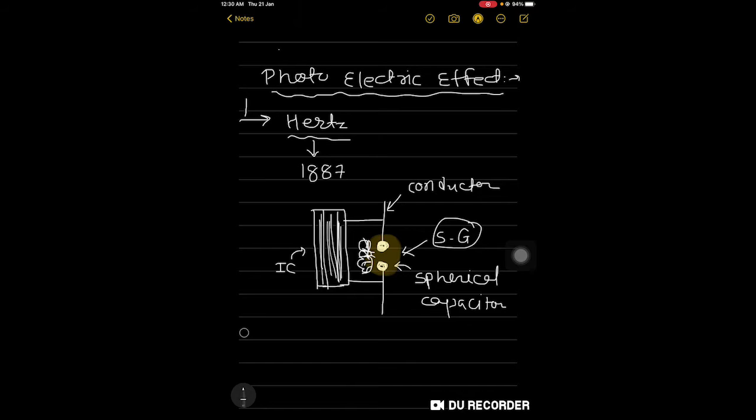So when light falls on a metal surface, some electrons near the surface absorb enough energy from the incident radiation to overcome the attraction of the positive ions in the material of the surface. After gaining sufficient energy from the incident light, the electrons escape from the surface of the metal into the surrounding space. So this was first discovered by Heinrich Hertz, and this phenomenon is called the photoelectric effect.